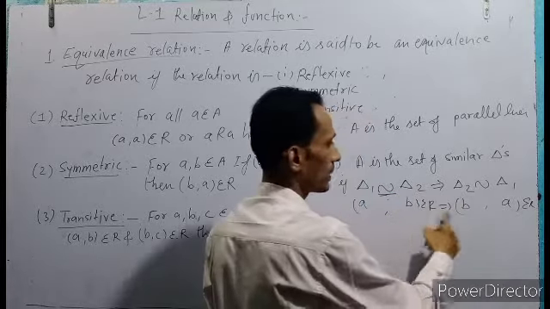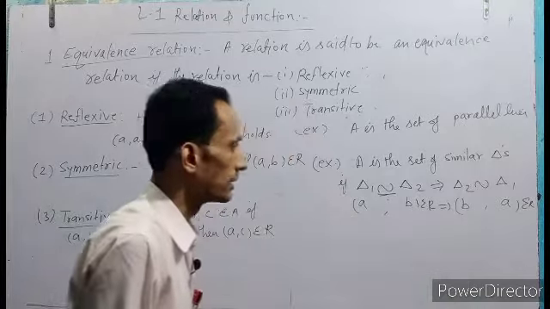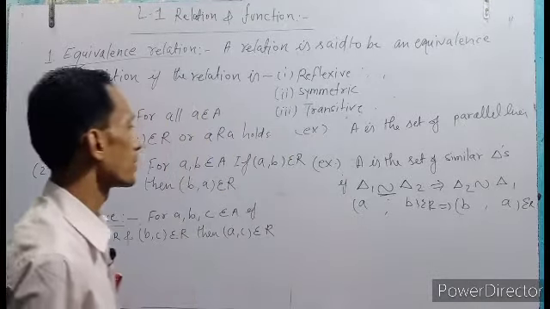This implies that (a, b) belongs to R and (b, a) belongs to R. That is called symmetric.